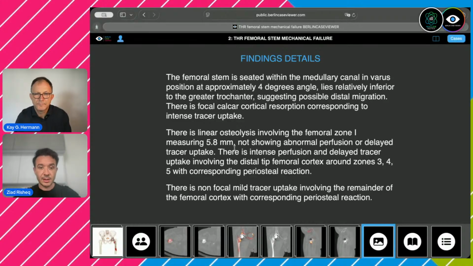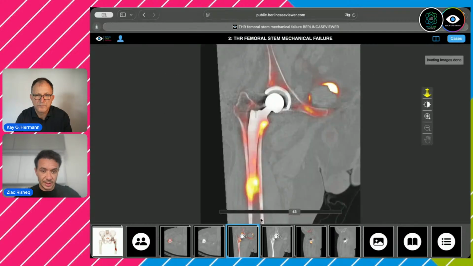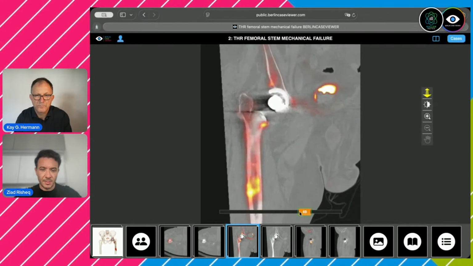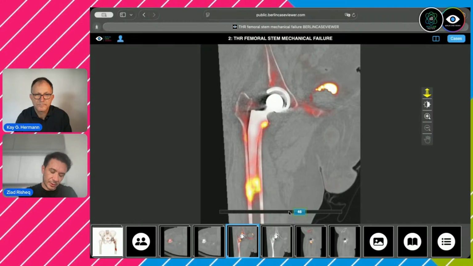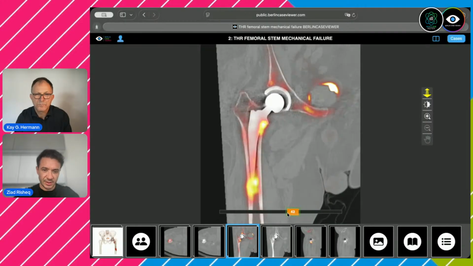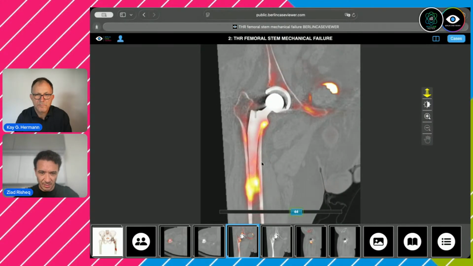We'll come to that. There's an intense perfusion and delayed tracer uptake involving the distal tip, as we saw in zone 3, 4, or you can just say the distal tip, and non-focal mild tracer uptake around the remainder of the femoral cortex medially. But when I exported these images to OsiriX, you cannot really appreciate the mild uptake, but there was mild uptake around the medial femoral cortex over here.